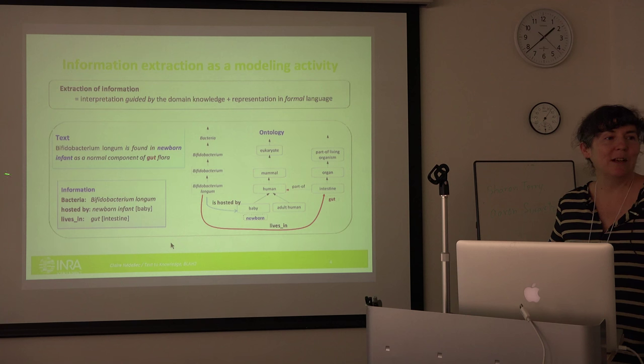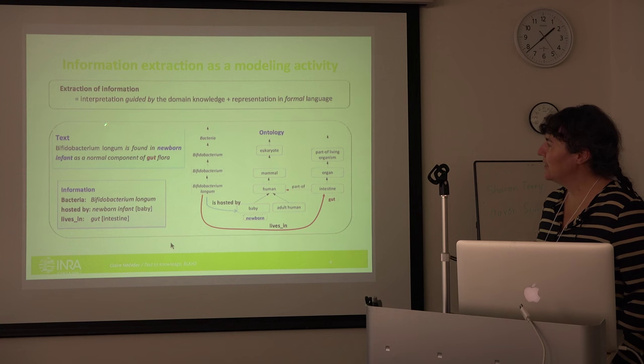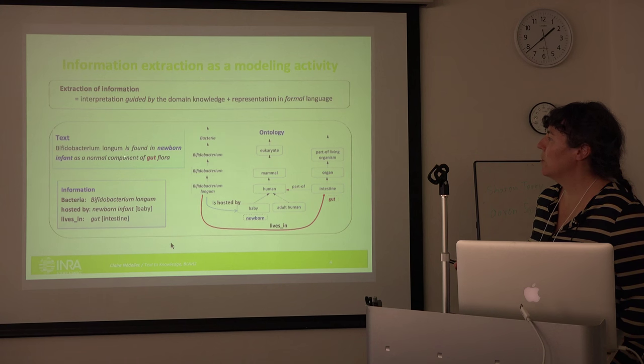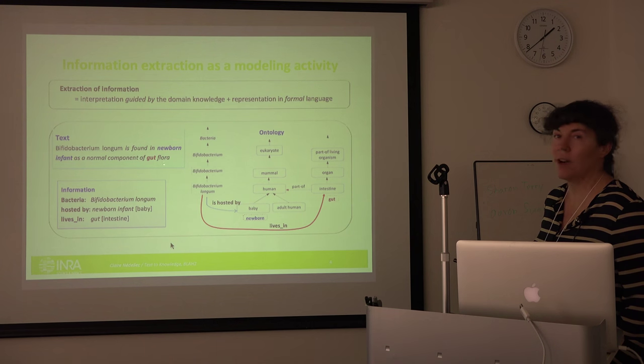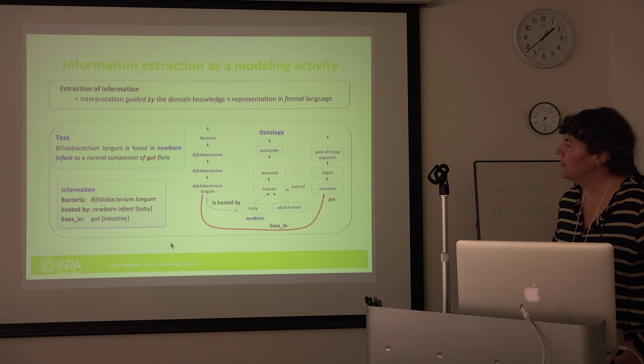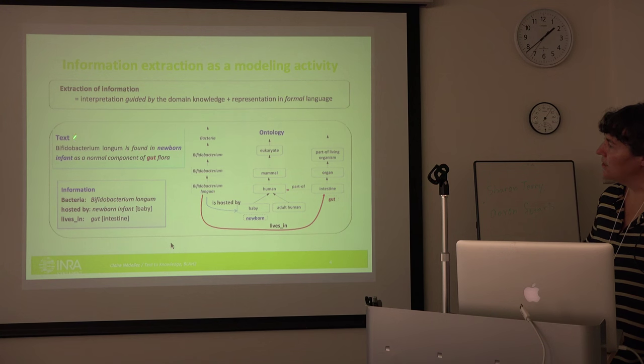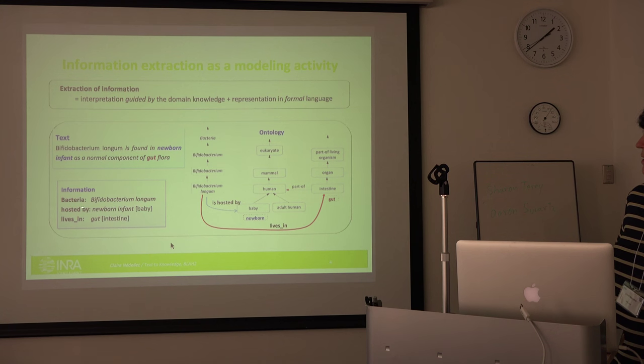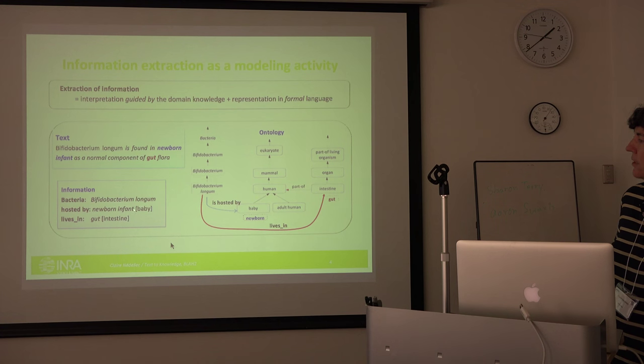So here is an example of text about microbiology. Bifidobacterium longum is found in newborn infants as a normal component of gut flora. And classically, this information is extracted in order to fill a form. Here we are interested in the bacteria, Bifidobacterium; the host, here a newborn infant; and where it lives, here in the gut.